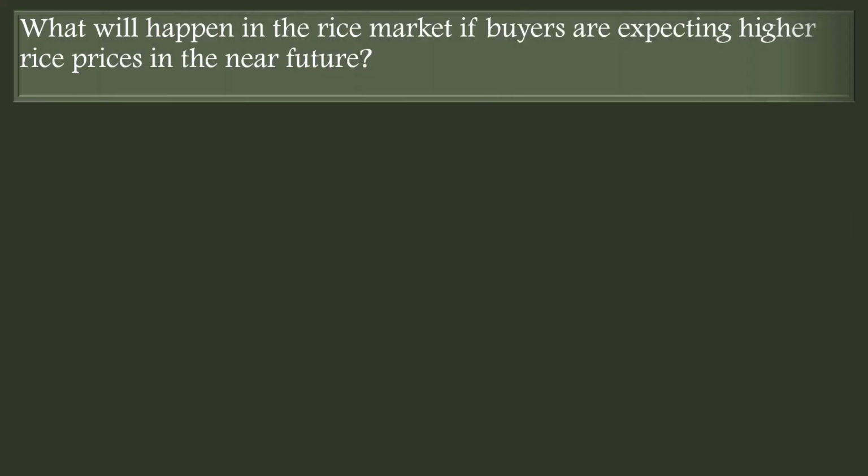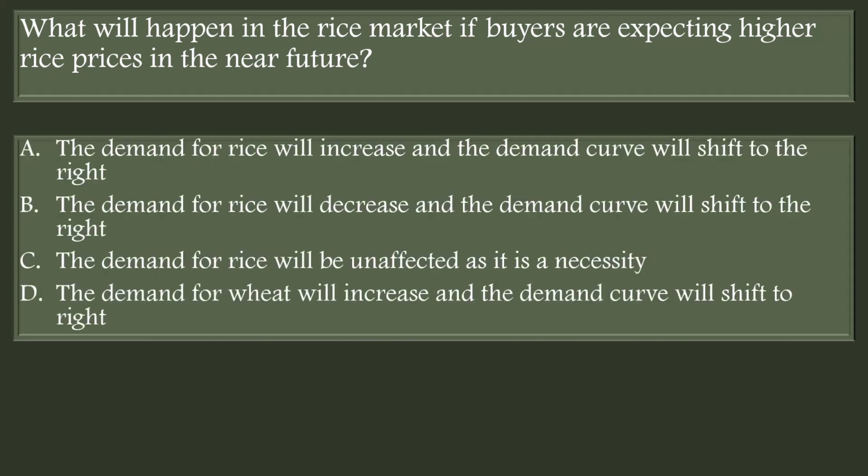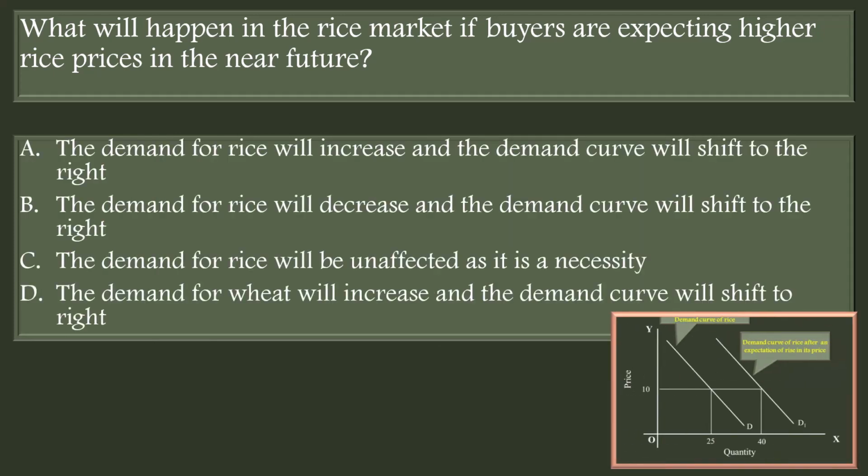10th question. What will happen in the rice market if buyers are expecting higher rice prices in the near future? Options. A. The demand for rice will increase and the demand curve will shift to the right. B. The demand for rice will decrease and the demand curve will shift to the right. C. The demand for rice will be unaffected as it is a necessity. D. The demand for wheat will increase and the demand curve will shift to the right.